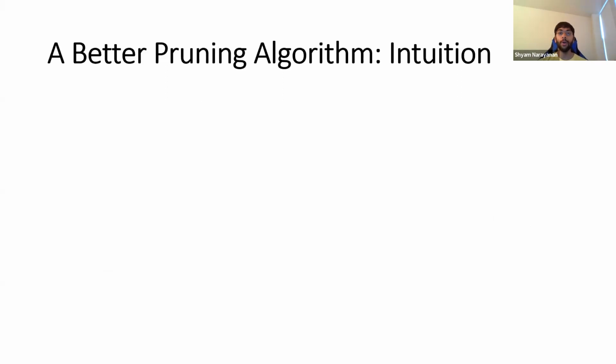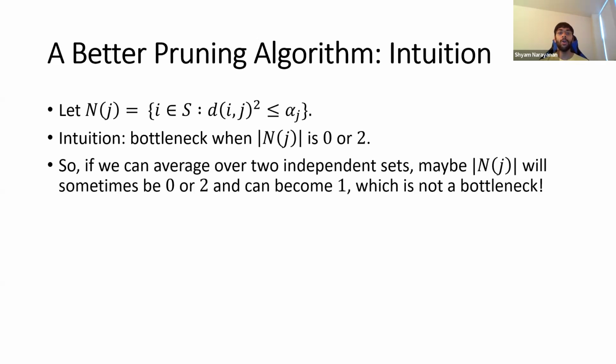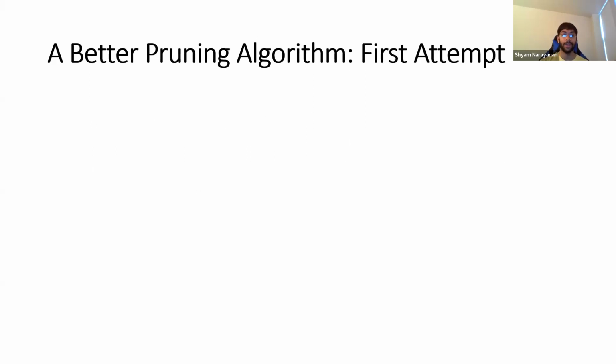So this motivates our better pruning algorithm, which is to choose a better set S. If we define N of j to be the set of facilities that have squared distance from j at most alpha j, then the bottleneck might be when N of j has size exactly 0 or exactly 2. So maybe we can average over two independent sets, and the average value of N of j will become 1, and you can say that this will not become a bottleneck, so you'll get a better algorithm.